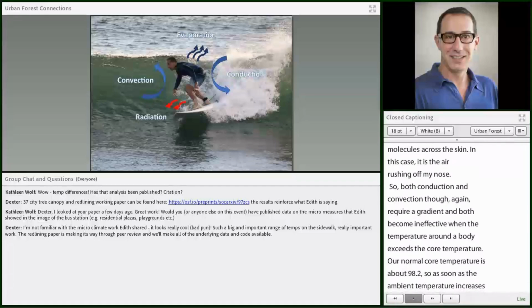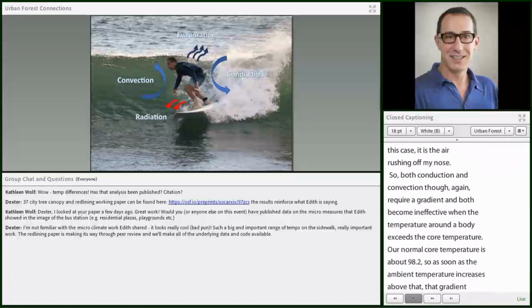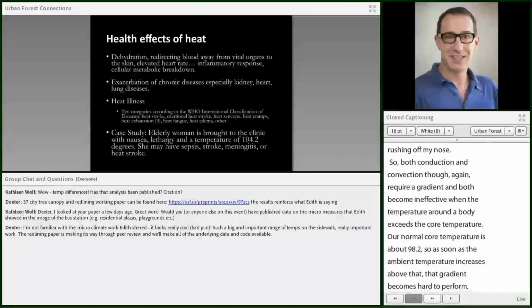Lastly, radiative cooling is a small contributor. It's the process by which a body loses heat by thermal radiation. It too becomes ineffective when the ambient temperature exceeds the core temperature.